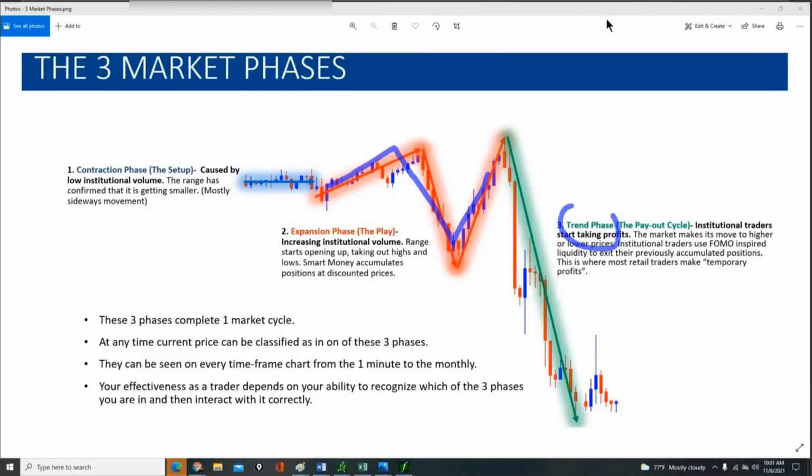When we come out of the squeeze, we're in the expansion phase. Range starts opening up, taking out highs and lows. Smart money accumulates positions at discounted prices.